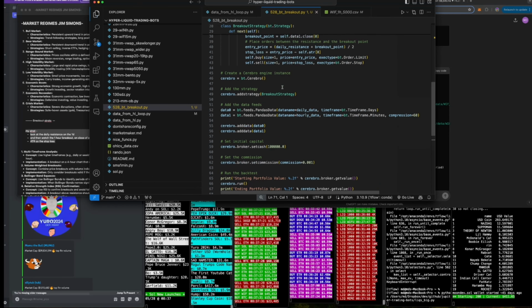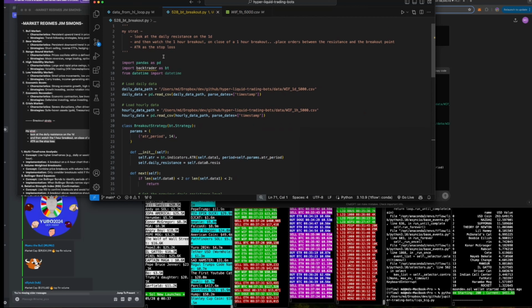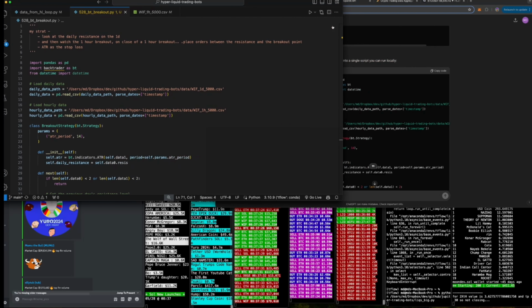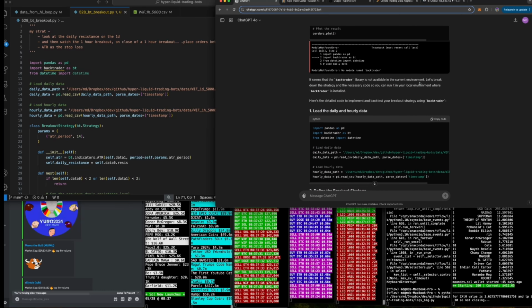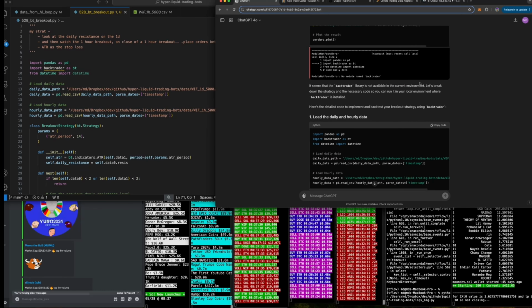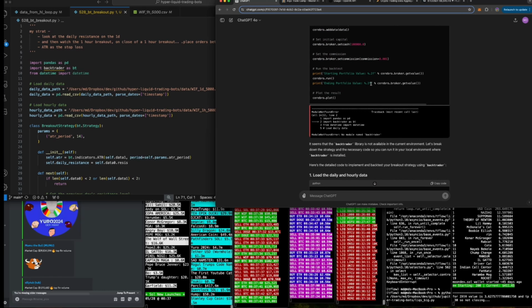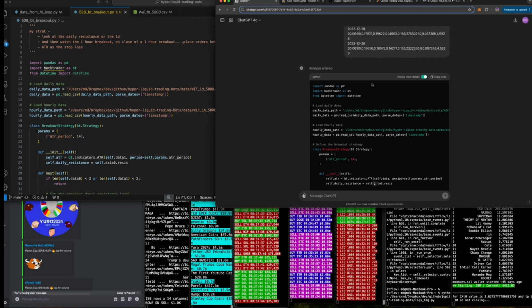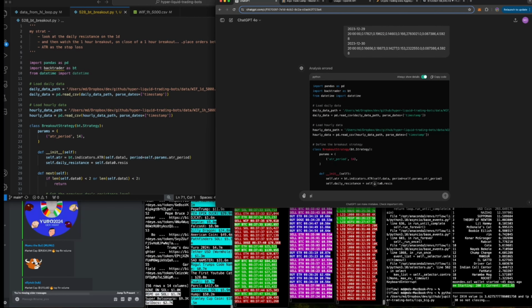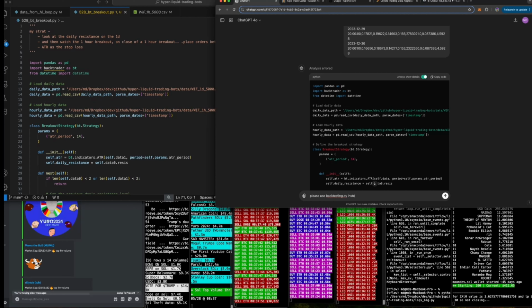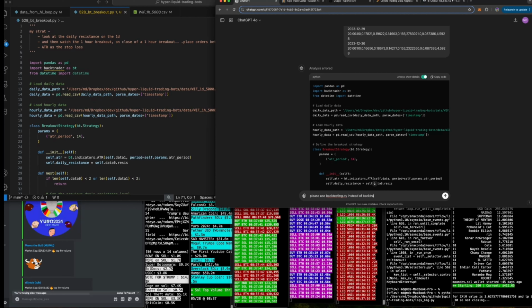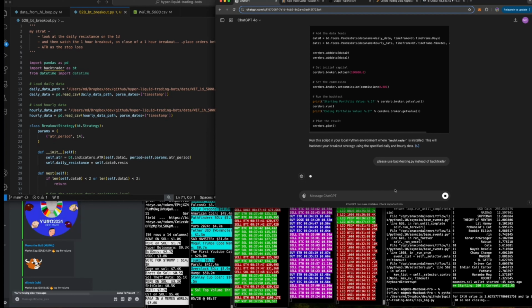That's crazy, dude. All right, this isn't gonna work right off the bat, but that's okay. Backtrader. I don't want to use Backtrader, dog. Please use backtesting instead of Backtrader. I'm a genius, but GPT-4 ain't a genius, so it is what it is. Okay.